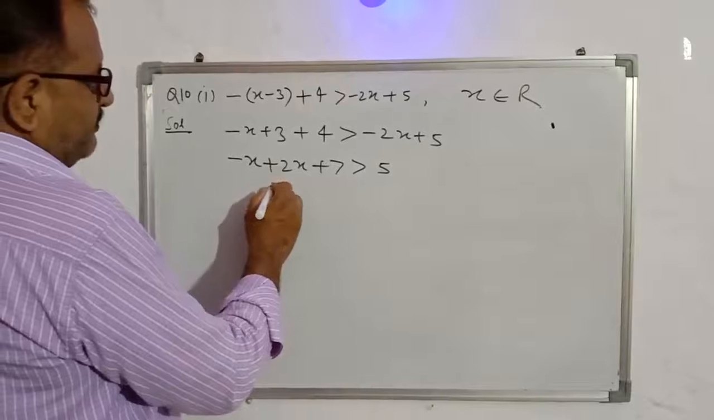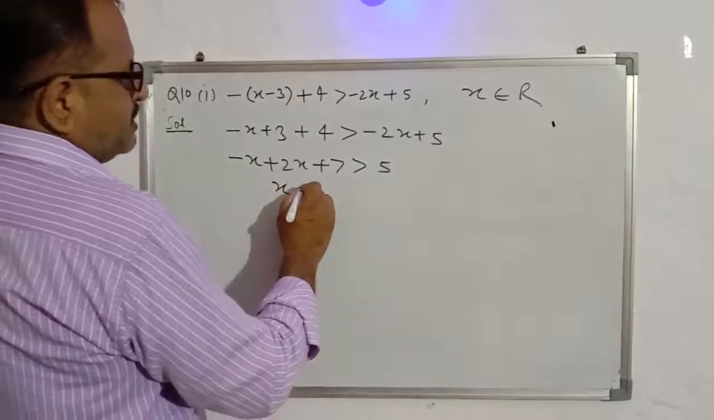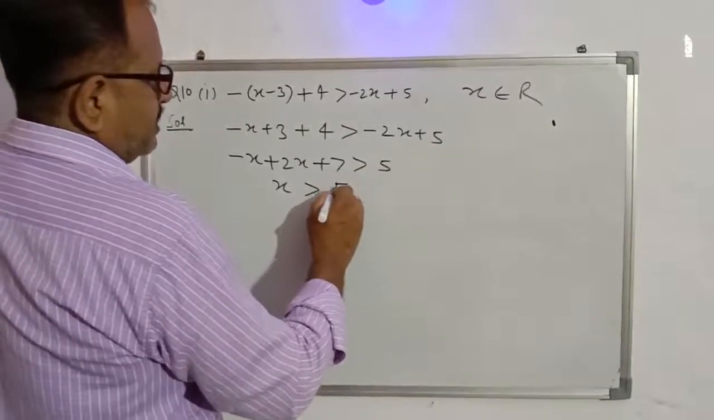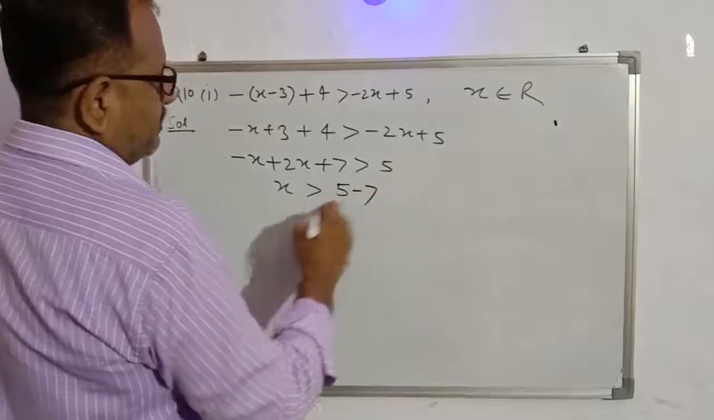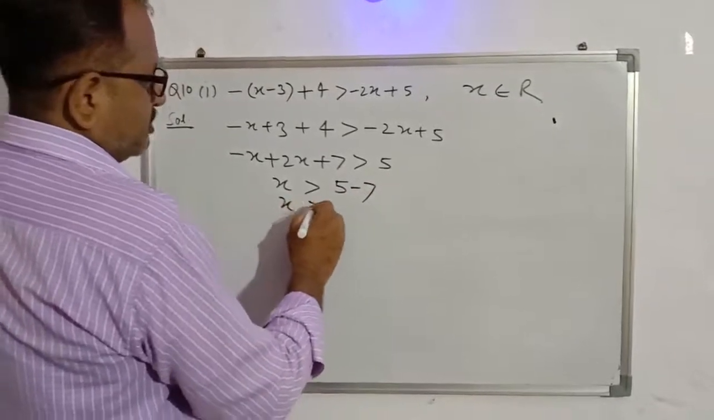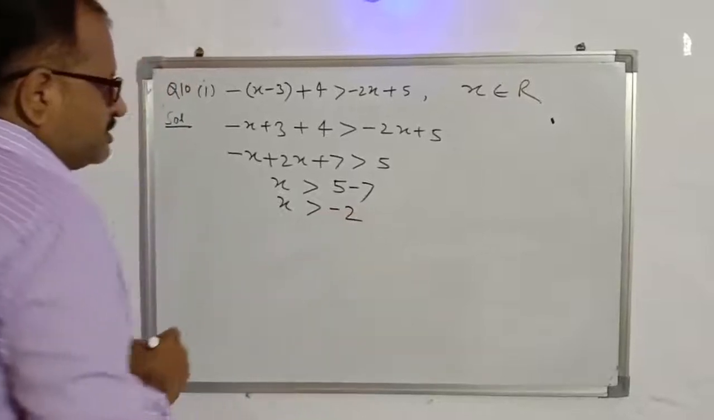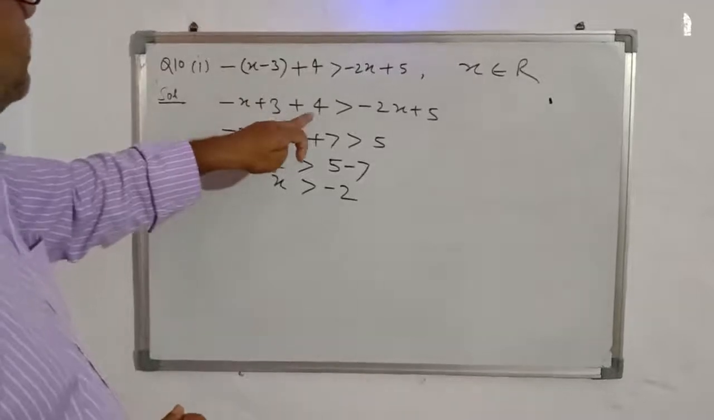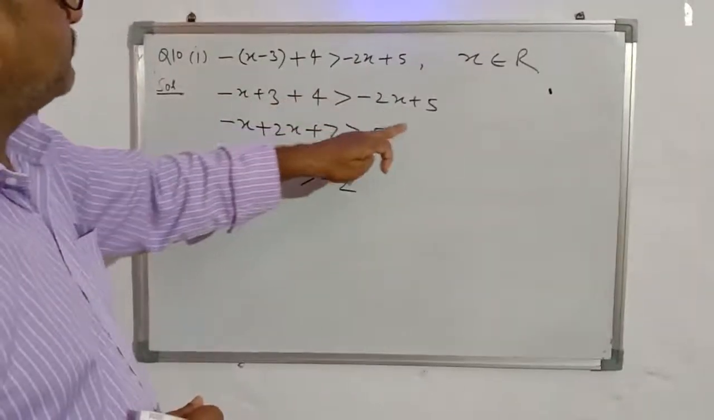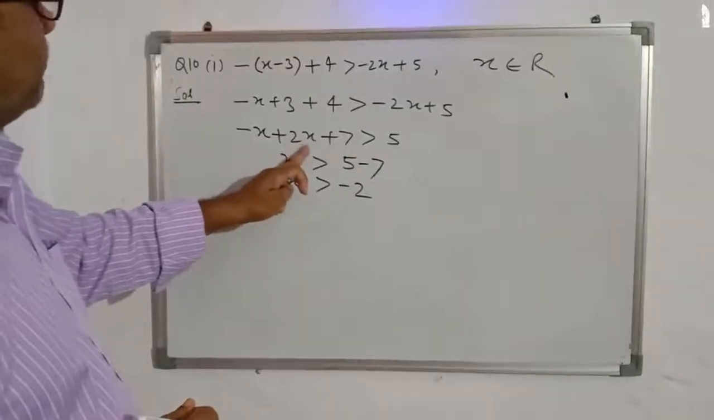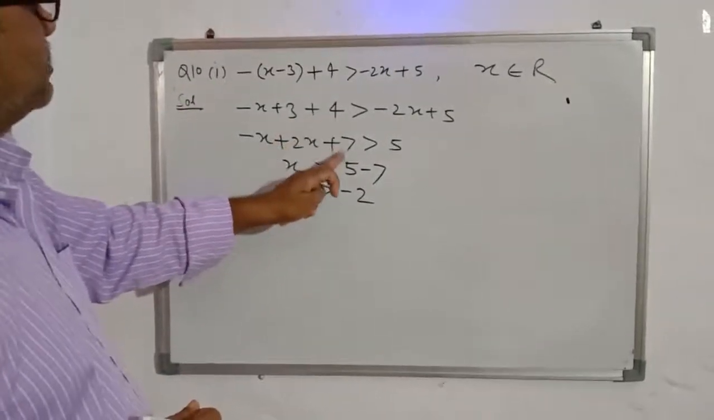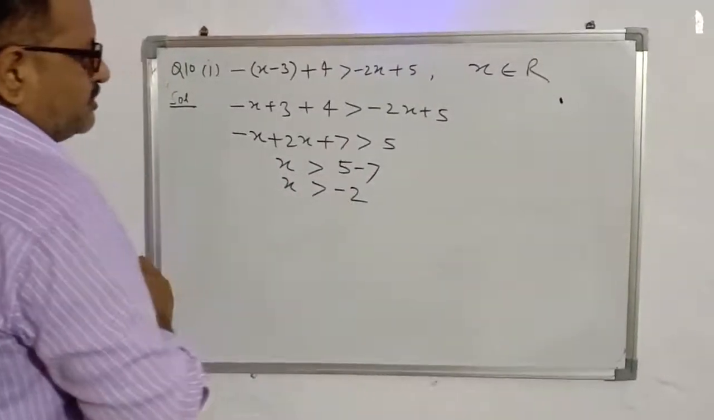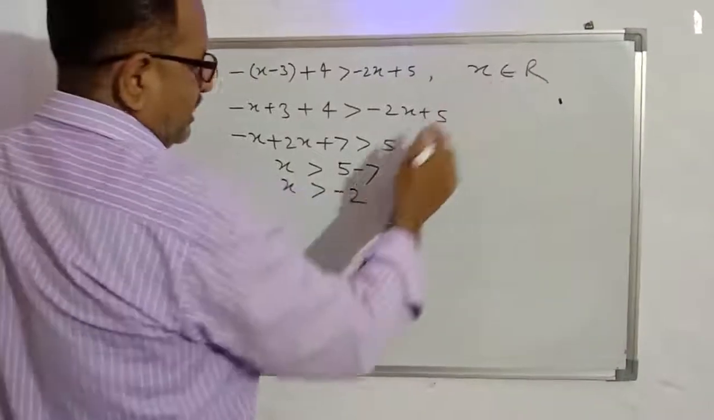Minus x plus 2x, simplify it, x plus 7 greater than 5. So transposing 7, 5 minus 7. So x greater than minus 2. Again check it: firstly we open the bracket, minus x plus 3 plus 4 greater than minus 2x plus 5. Transposing minus 2x, it becomes plus 2x; 3 plus 4 is 7; transposing 7, 5 minus 7. So x greater than minus 2 and x is a real number.